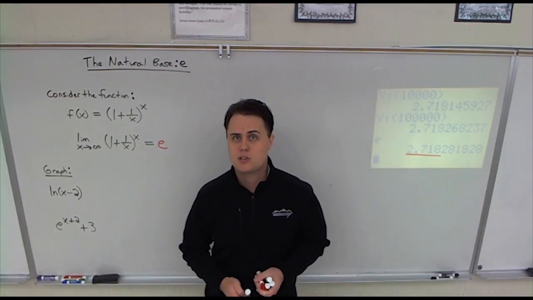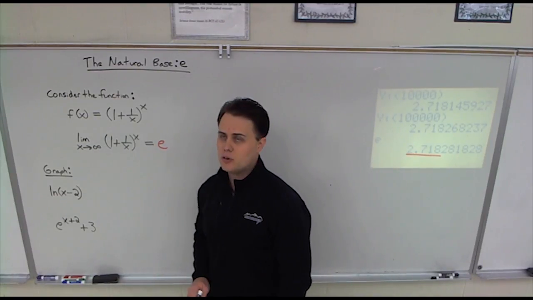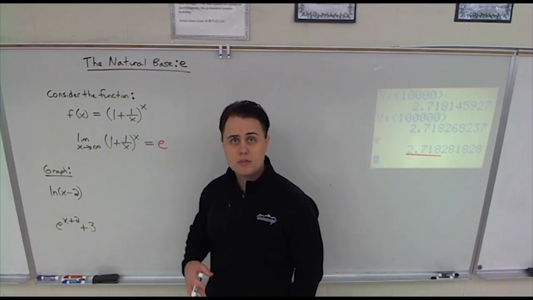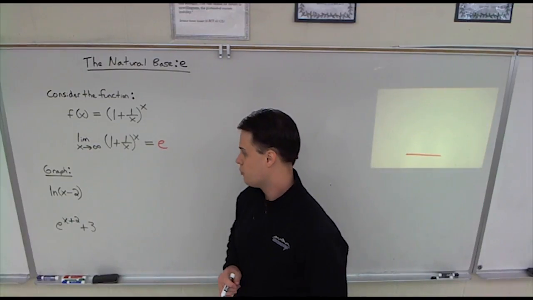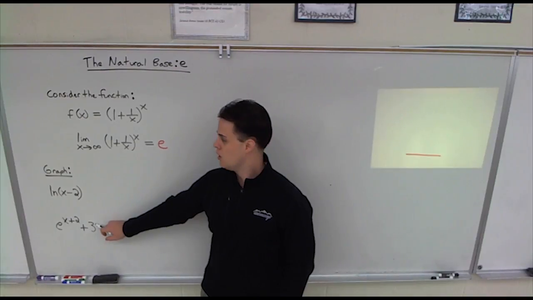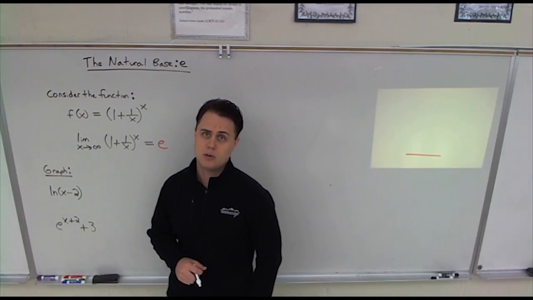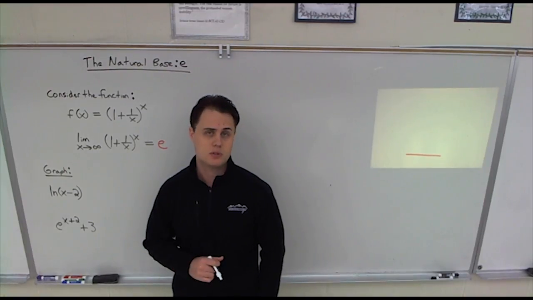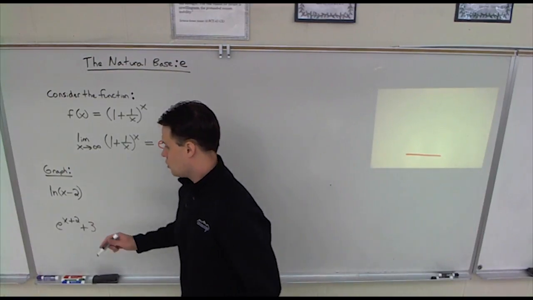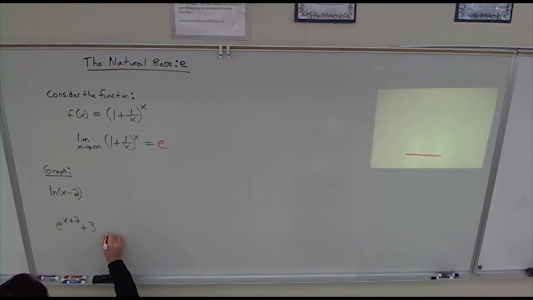So E is 2.718, right? So let's graph the natural logarithm, and before we do that, let's just graph an E exponential function. So ask yourself, is this growth or decay? Since the base is E, and E we just learned is 2.718, well that's more than 1, so it's growth. So this function is growth because the base is E, so we're going to say growth.